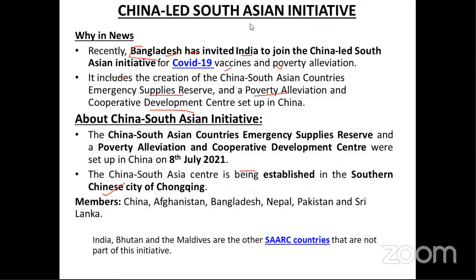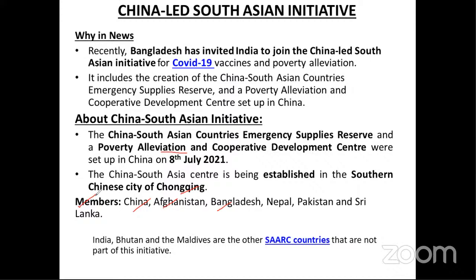Now, what exactly is this initiative? The China-South Asian Countries Emergency Supply Reserve and Poverty Alleviation and Cooperative Development Center were set up in China on 8 July 2021. So this is the recent setup of this initiative. The China-South Asian Center is being established in the southern Chinese city of Chongqing. The members include China, Afghanistan, Bangladesh, Nepal, Pakistan, and Sri Lanka. This is very, very important: India is not a member.